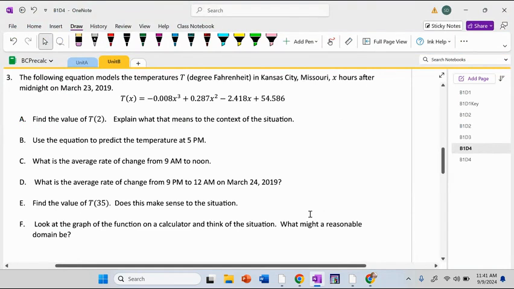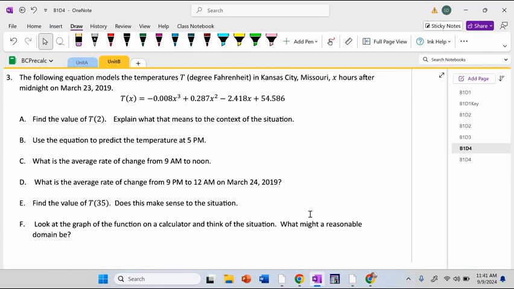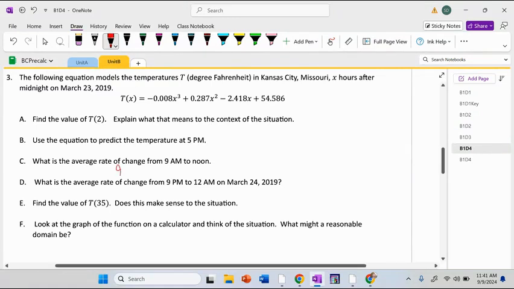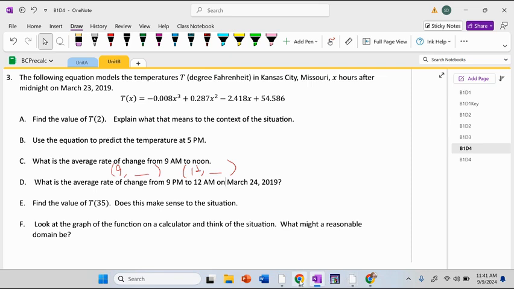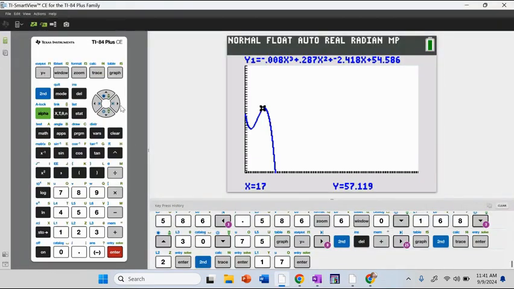Okay, so what is the average rate of change from 9 a.m. to noon? So this one I will kind of write out. It's from 9 a.m. on March 19th. So 9 to noon. 9 is 9, comma, and noon is 12, comma. I have to input, output, find those two values, and then find the slope. So I'll do that real quick, and then write the math for it.